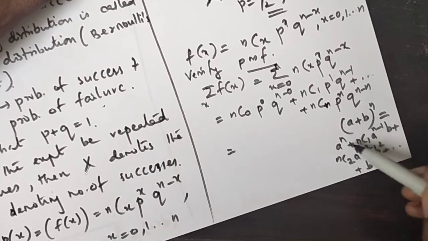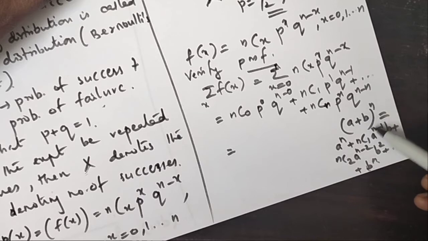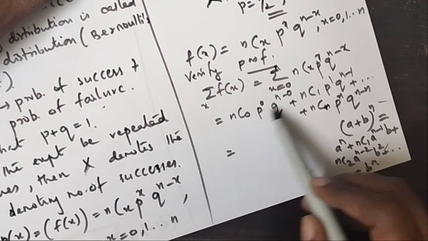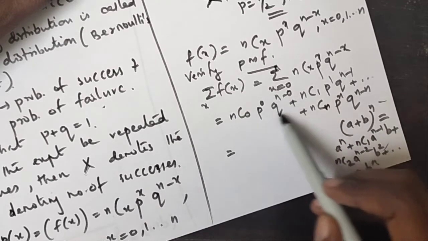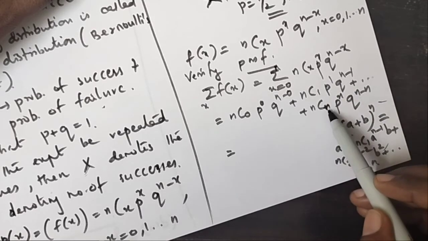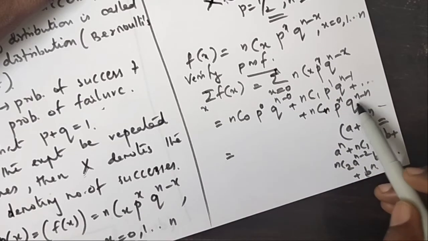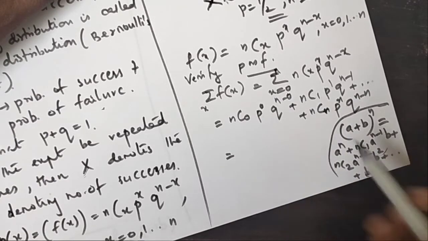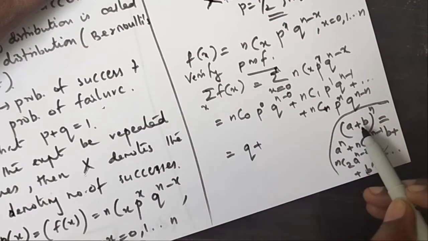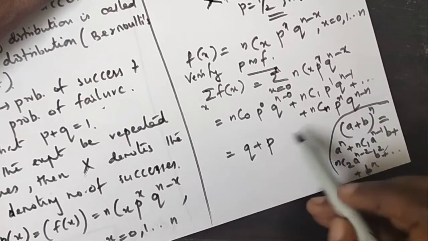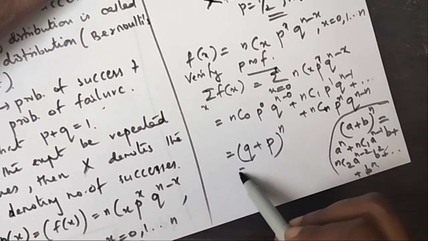So the expansion of (a plus b) the whole raised to n has a raised to n as the first term and b raised to n as the last term. In our sum, nC0 is 1, p raised to 0 is 1, so the first term is q raised to n. Then nC1 q raised to n minus 1 p plus etc. The last term, nCn is 1, p raised to n, q raised to 0, so the last term is p raised to n. Comparing this with the binomial expansion, the first term is q and the last term is p, so this is a binomial expansion of the form (a plus b) the whole raised to n. So it is (q plus p) the whole raised to n. What is q plus p?